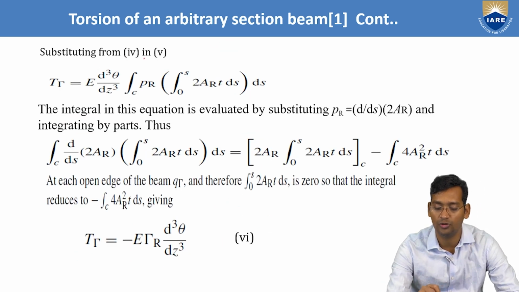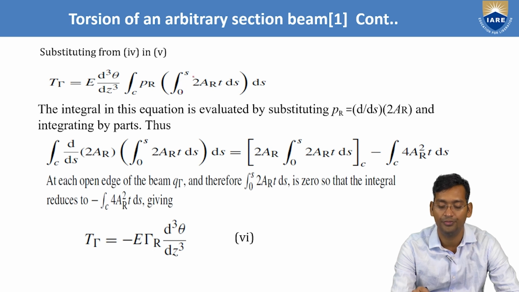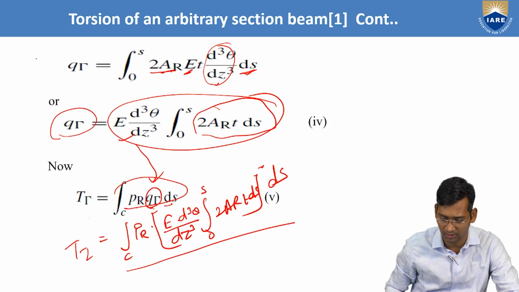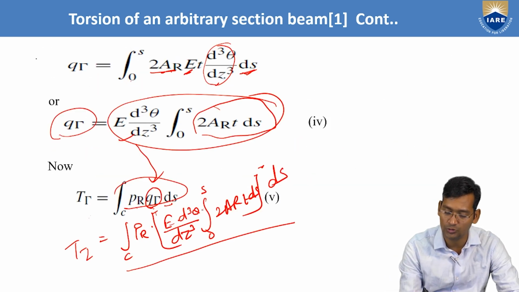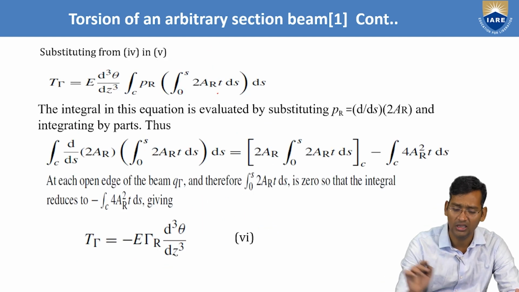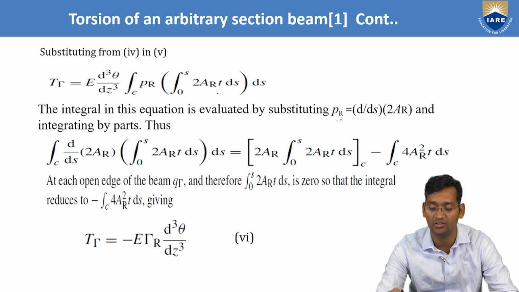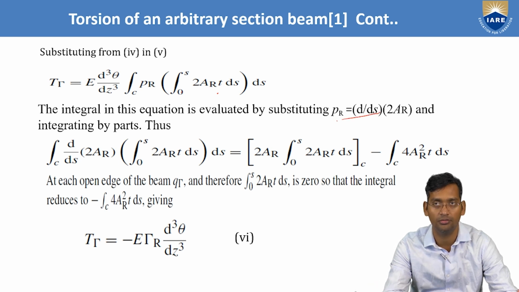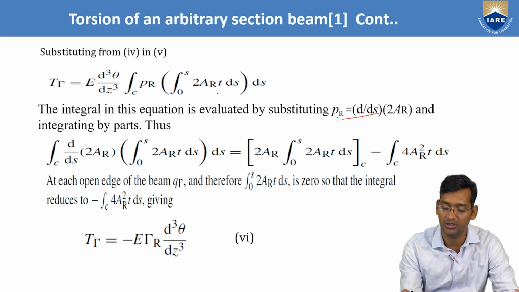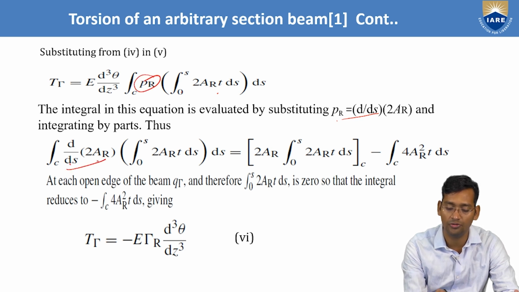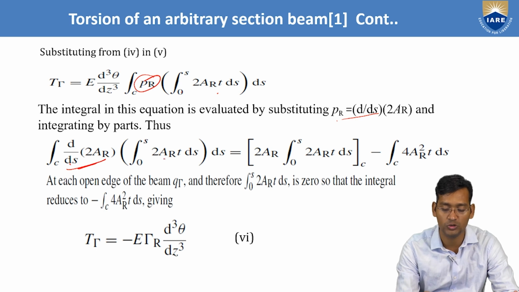Substituting 4 in 5, what did we get? This is constant, so again it goes out of the integration: the integral of c p r, from 0 to s, of 2Ar t ds into ds, right? Simply, from this equation we have taken E d q theta by dz q out, and everything else remains. The integral in this equation is evaluated by substituting p r. Earlier we had seen that p r is d 2Ar by ds. So just replace p r as d by ds of 2r into the integral from 0 to s of 2Ar t ds.